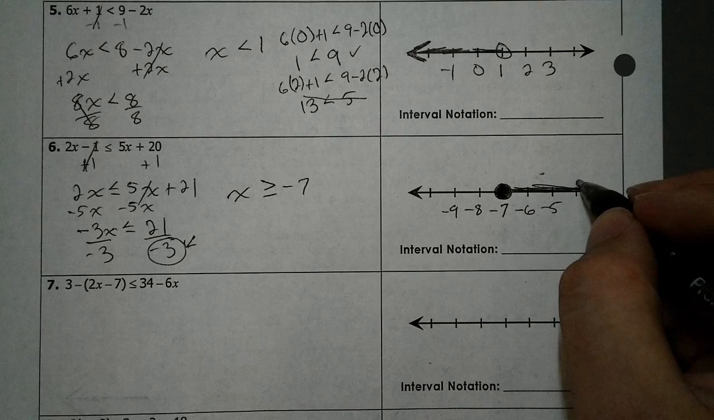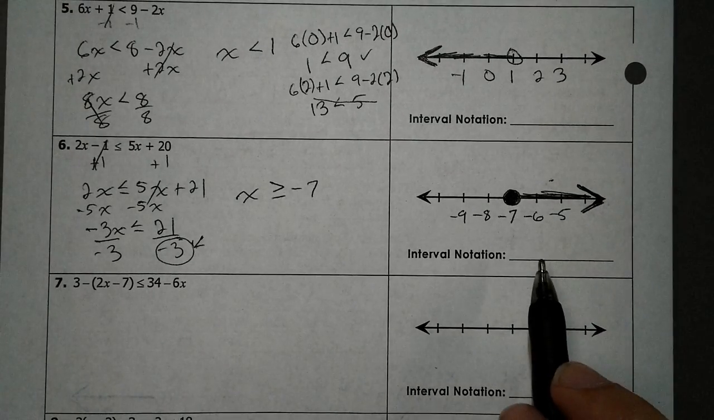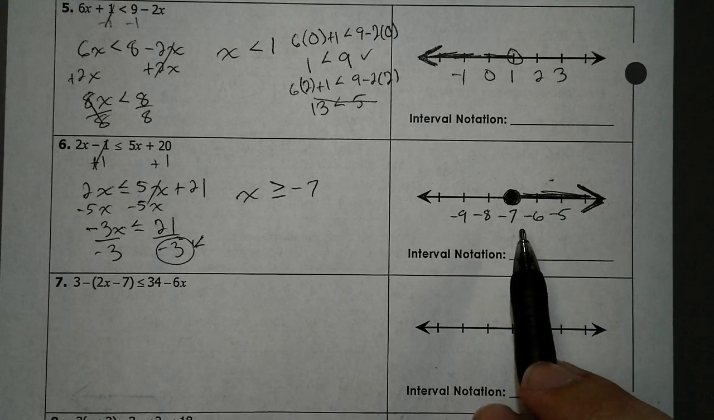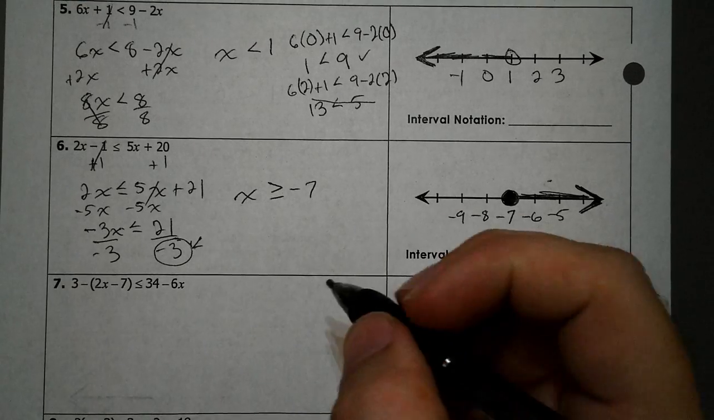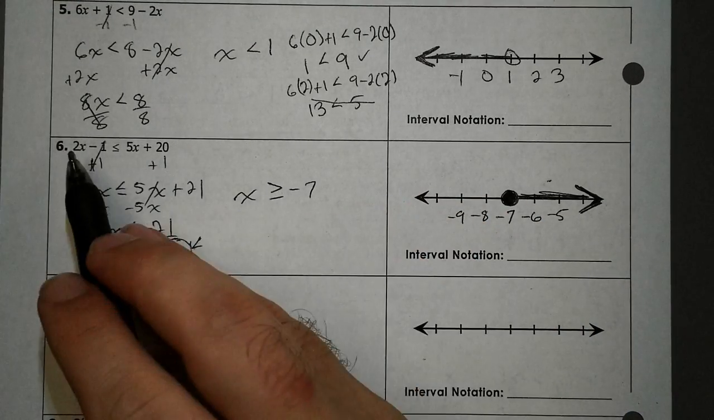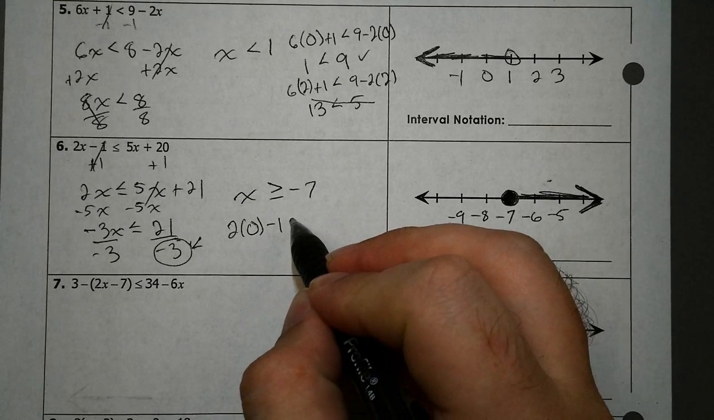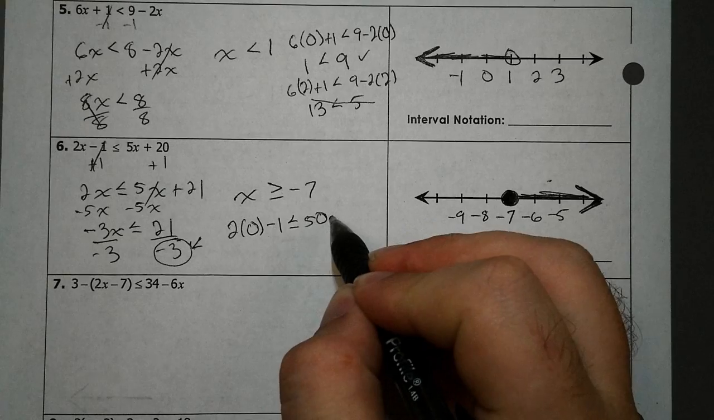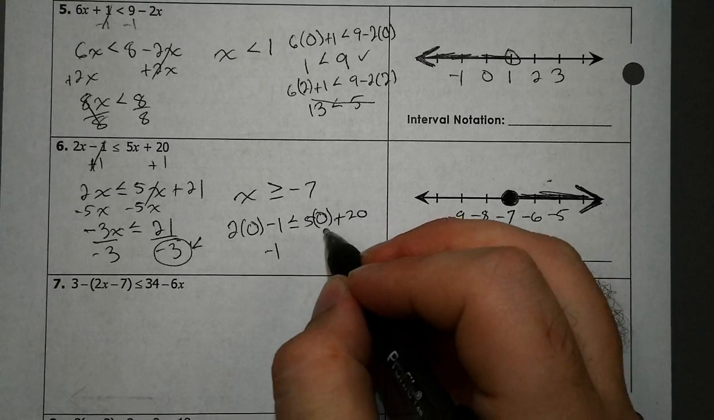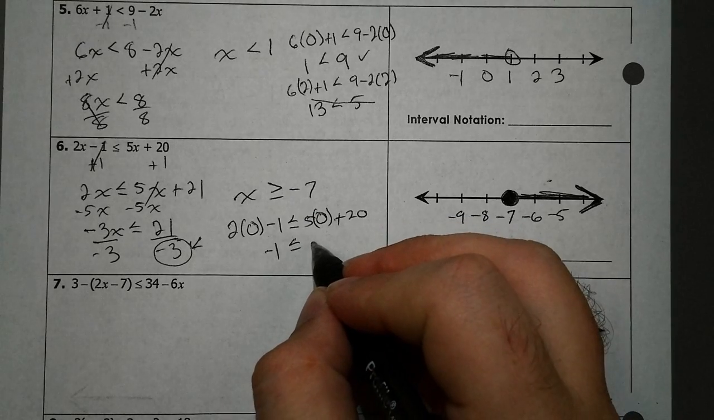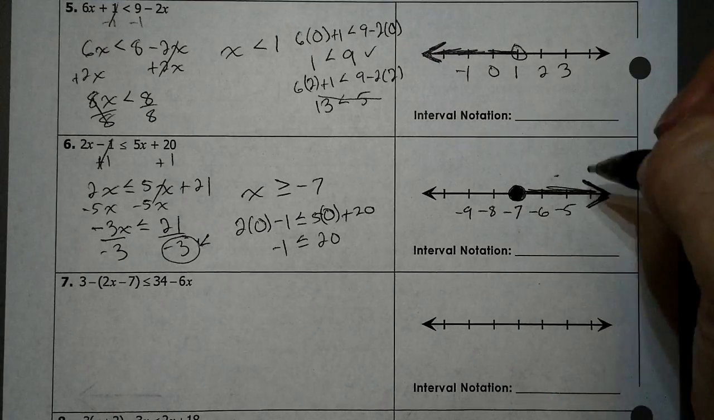Now, if you want to check before you highlight, that's more than fine. But let's go ahead and check this. Let's try plugging in a number that's on the greater than side. So I'm going to go up to 0, just because I like plugging in 0. So go back to your original, 2 times 0 minus 1 should be less than or equal to 5 times 0 plus 20. That's 0 minus 1, which is negative 1. That's 0 plus 20, which is positive 20. And negative 1 is less than or equal to 20. So this side worked.